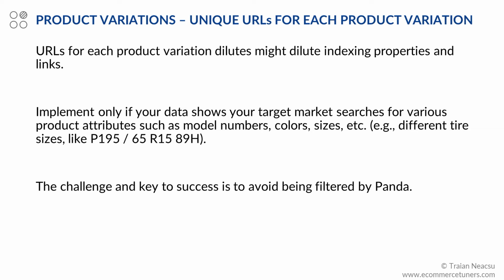This approach should be implemented if your data shows your target market searches for various product attributes such as model numbers, colors, sizes, and so on. The challenge and key to success with this approach is to create unique enough content for each variation page so that it doesn't get filtered by Panda or it doesn't create duplicate content pages.